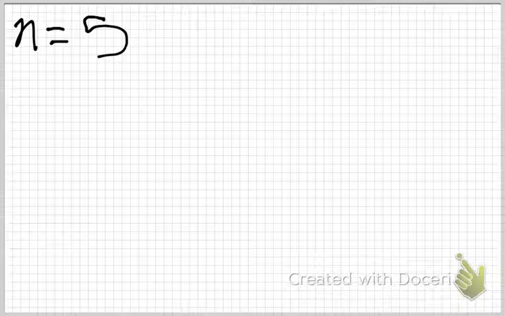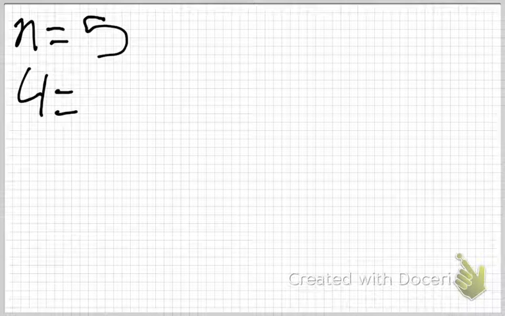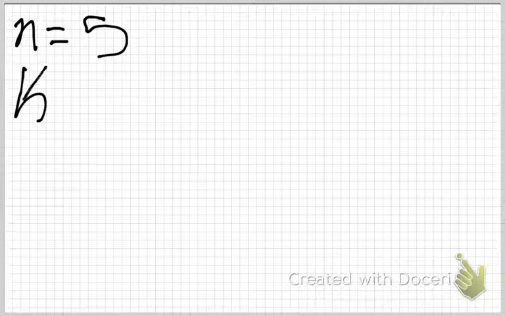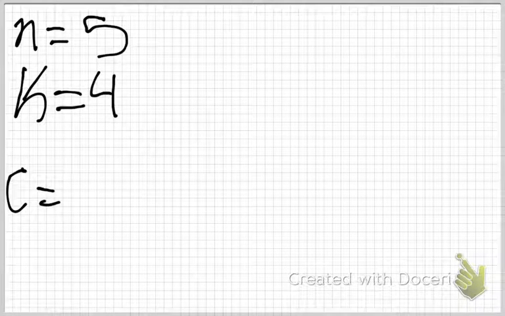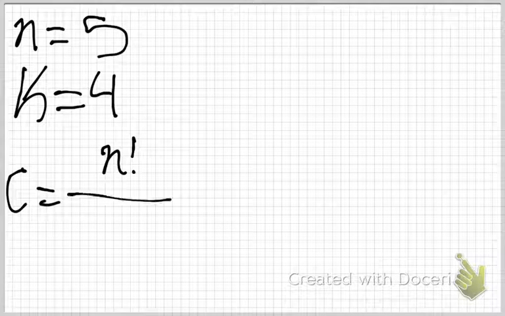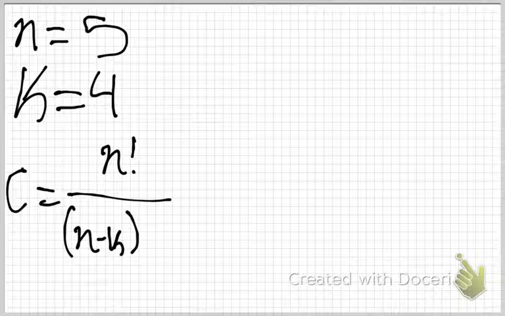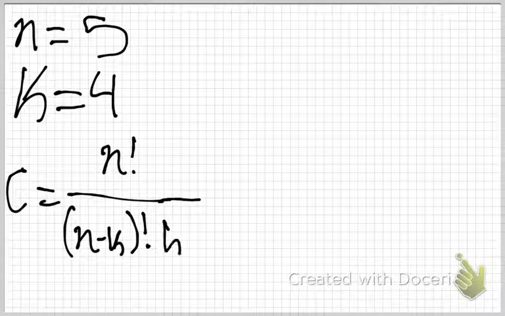Just to show you that our formula for combinations works, let's go back to the example we were talking about earlier. We wanted to pick a combination of 4 siblings to go on a vacation. We had 5 siblings to choose from, so n was equal to 5, and we had 4 to choose, so k was equal to 4. And we found that C is equal to n factorial over n minus k factorial times k factorial.